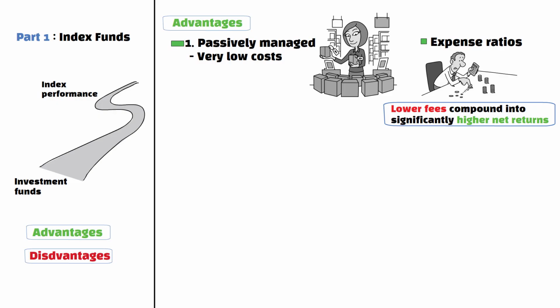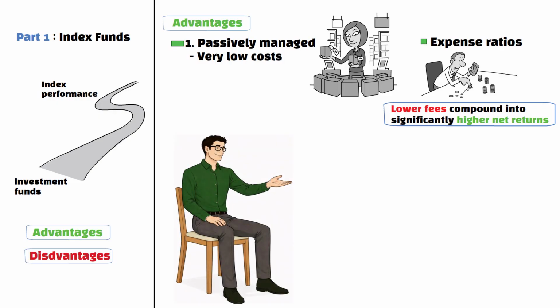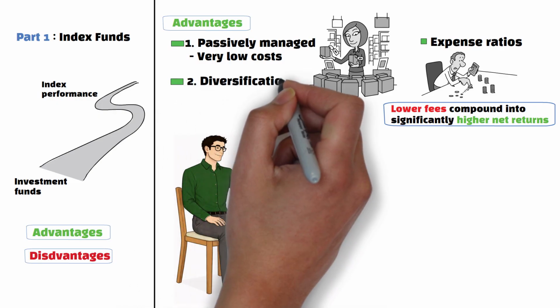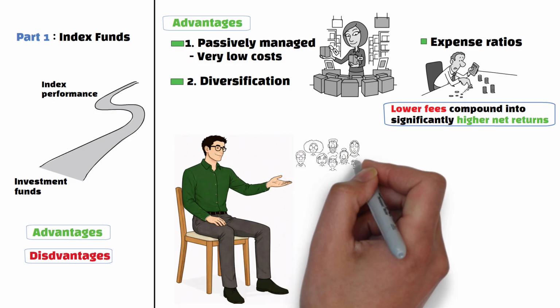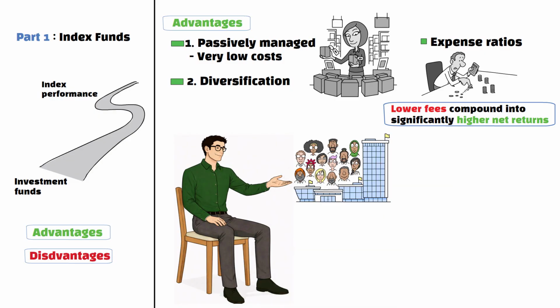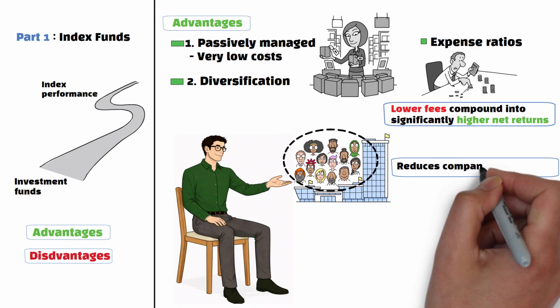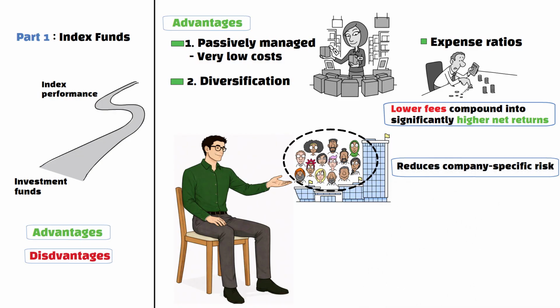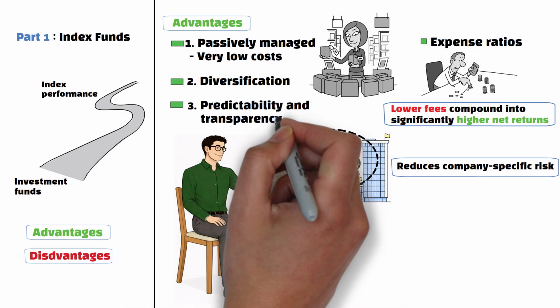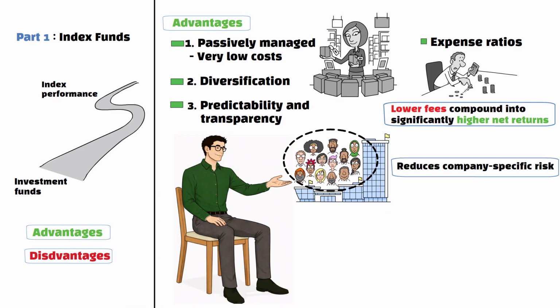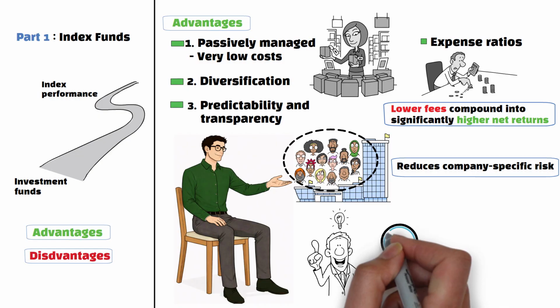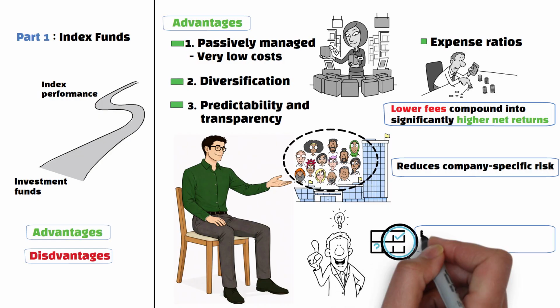Secondly, they provide broad diversification. A single fund tracking a major market index can give exposure to hundreds or even thousands of companies across multiple sectors. As a result, it reduces company-specific risk, making index funds especially attractive for long-term investors. Another advantage is predictability and transparency. Investors always know what an index fund owns and how it should perform relative to its benchmark. This makes it easier to set expectations and evaluate results.